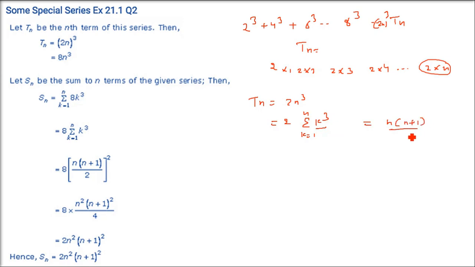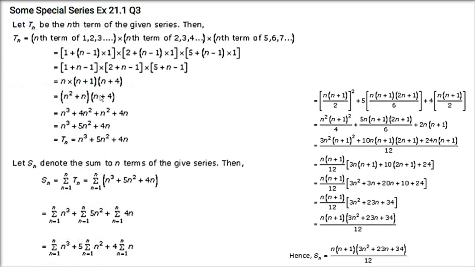For n cube, as I told you, always use sigma. Sigma k cube is what? n into n plus 1 by 2, its square. And you have 2 cube here, that is 8. Now you just see that in 2n square, n plus 1 whole square will come.